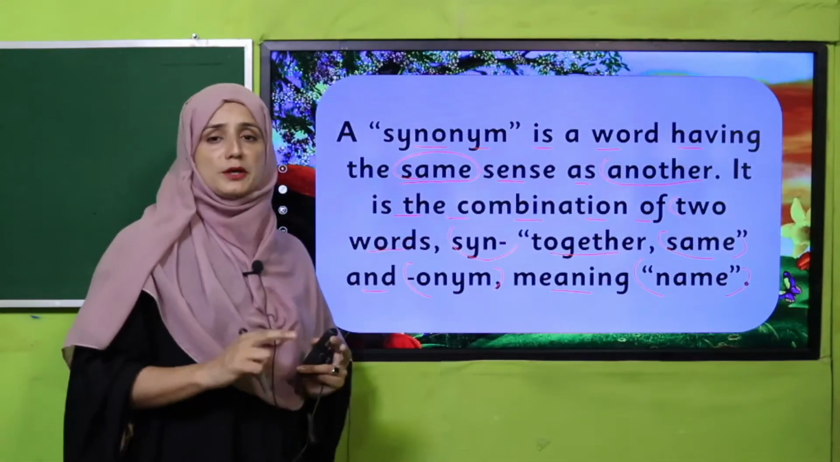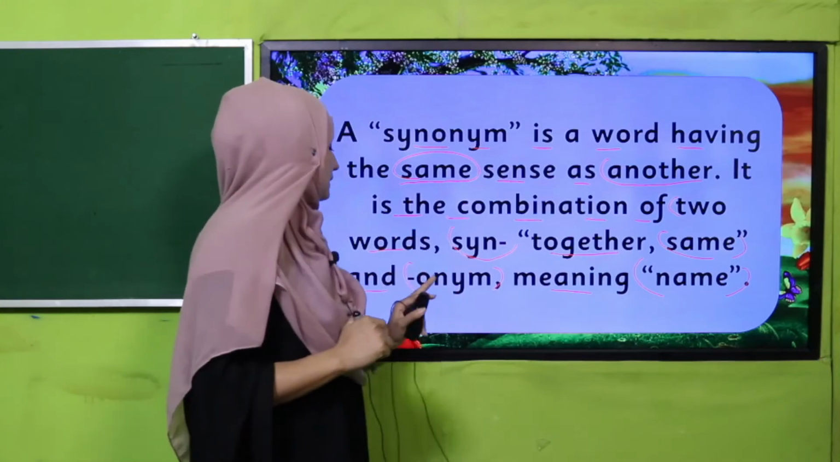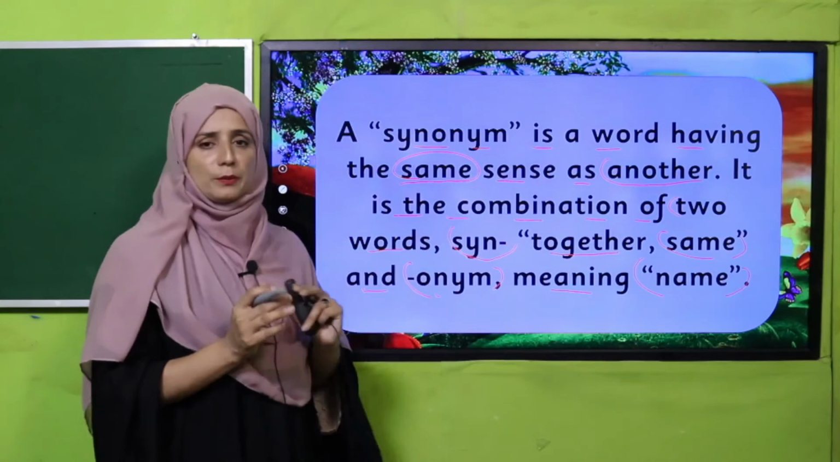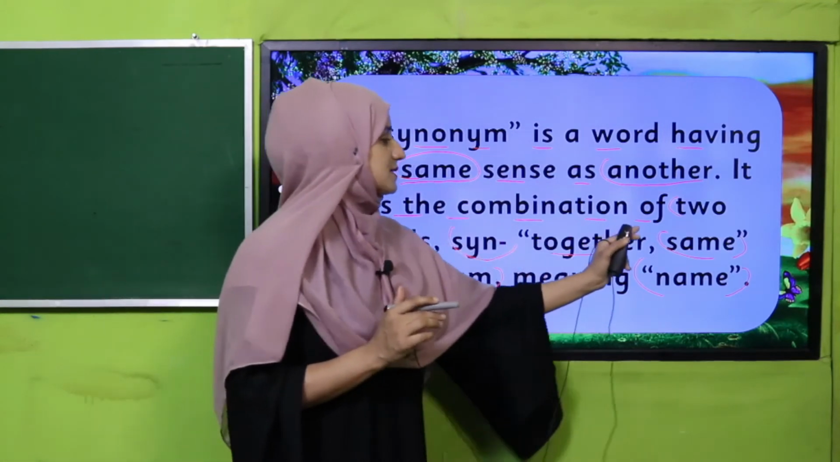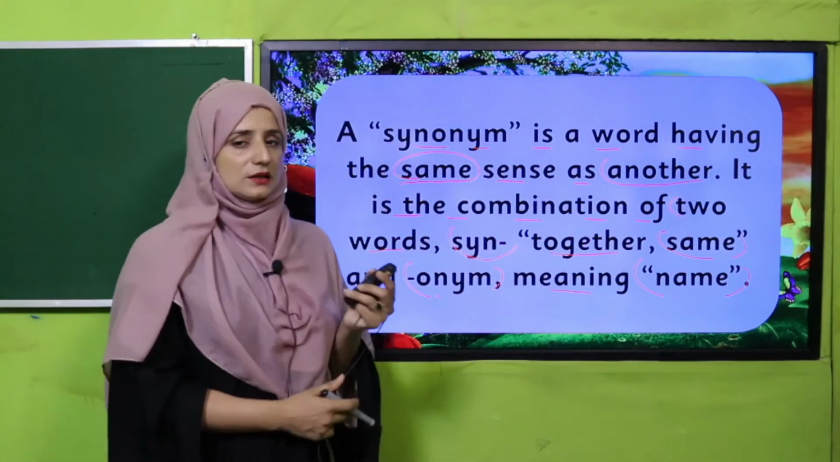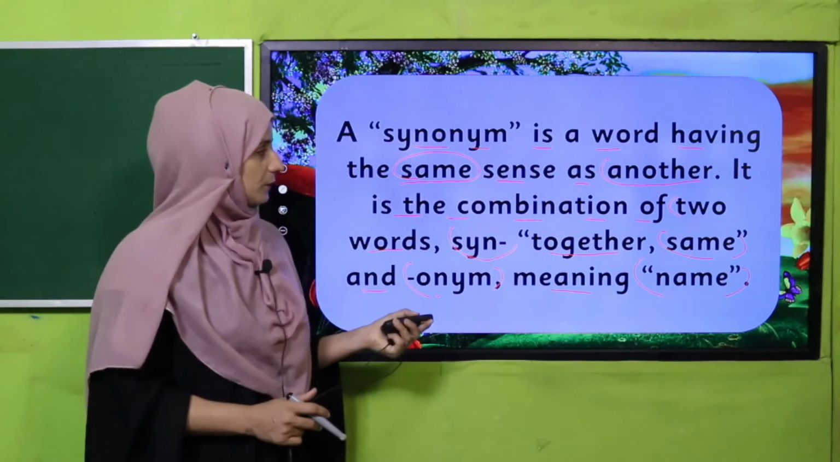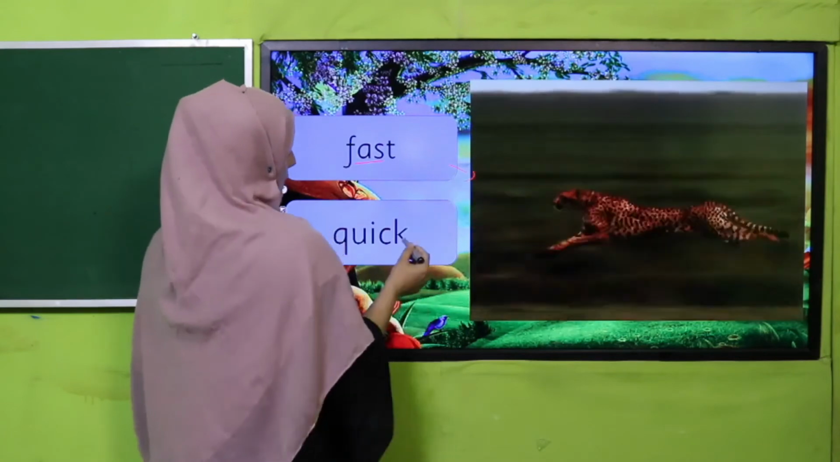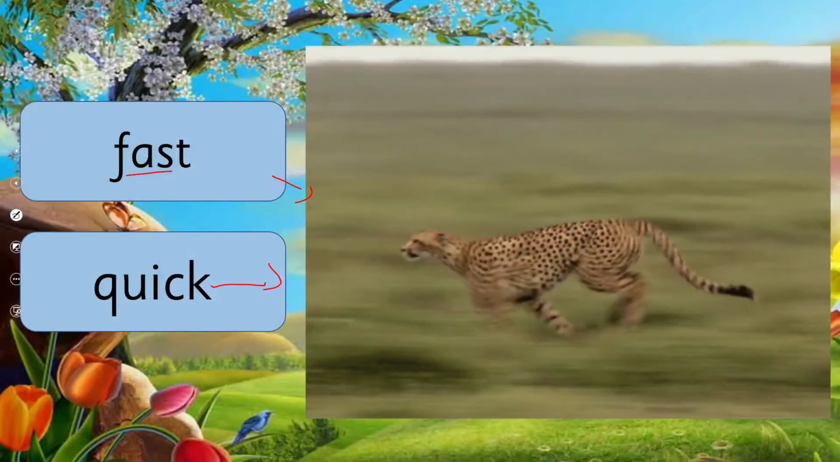It is a combination of two words, syn and onym, synonym, that we read. It means together, same name, related meaning. These words have related meaning. So see the examples that I gave before: fast and quick have the same meaning. Quick is a synonym of fast, and fast is a synonym of quick. These both words are synonyms of each other, my dear students.